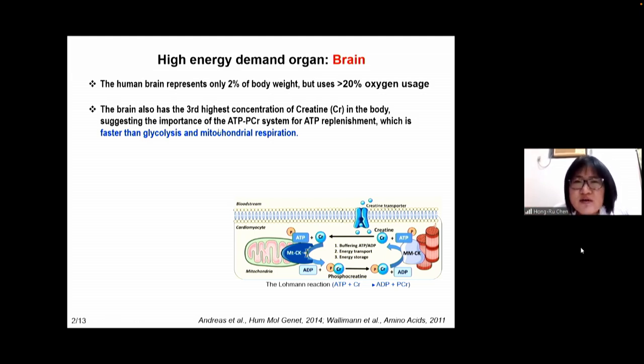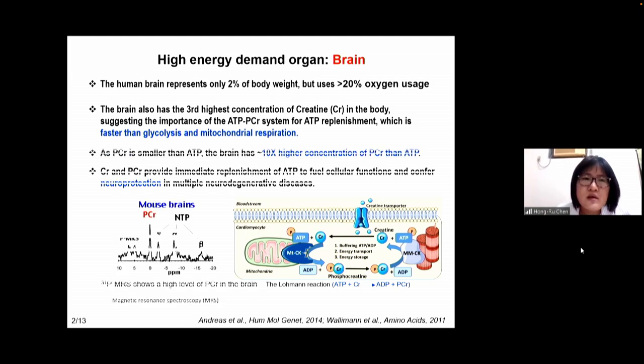So this suggests the importance of the ATP and phosphocreatine system for ATP replenishment, which is much faster than glycolysis and mitochondrial respiration. Also, phosphocreatine is smaller than ATP, so the brain has a 10-fold higher concentration of phosphocreatine than ATP. So that's why a lot of studies already demonstrate that creatine and phosphocreatine can provide immediate replenishment of ATP to conduct neuron protection in multiple neurodegenerative diseases.